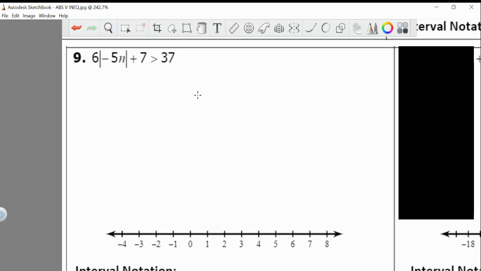We need to get everything by itself. What are we moving first? The 6 or the 7? The 7, I agree. 7's got to go. How do we move the 6? Divide by 6, I agree. Okay, we're getting this far. This looks not too bad.